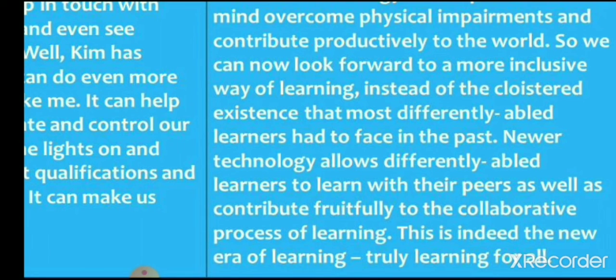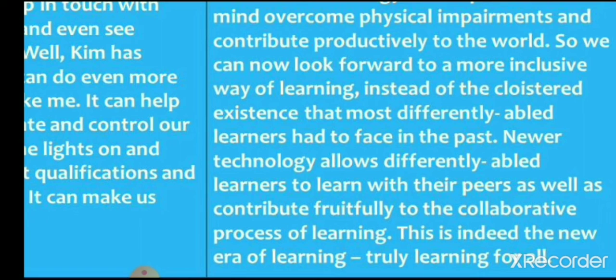What is inclusive? That is, including all the services or items normally expected or required. That is, we are supposed to include the disabled in all our activities. What is cloistered? That is, sheltered or kept away from the outside world. The disabled were kept away from the outside world in the past. But because of technology, now it has opened up the world for them.